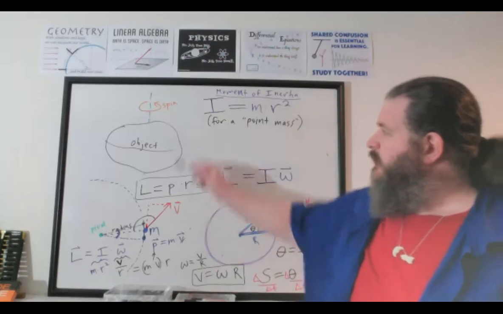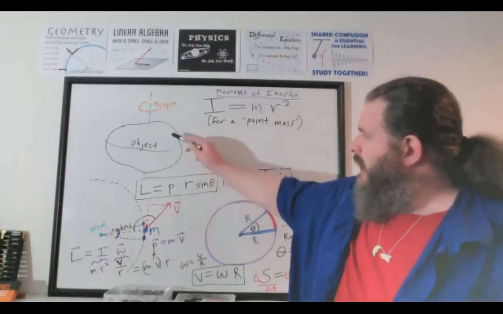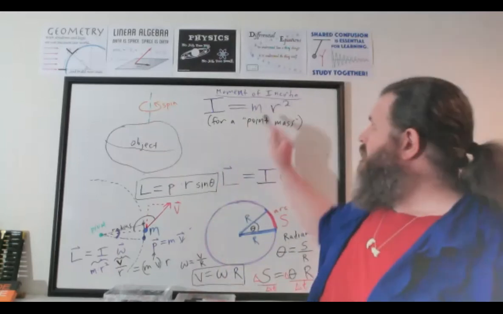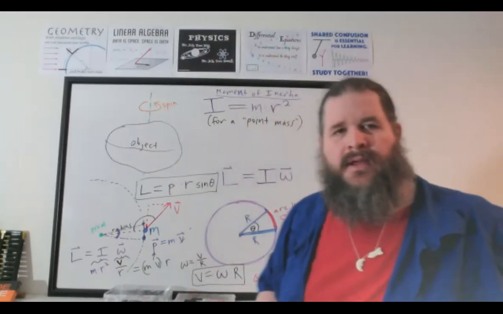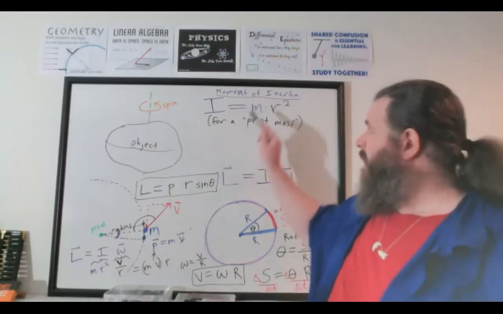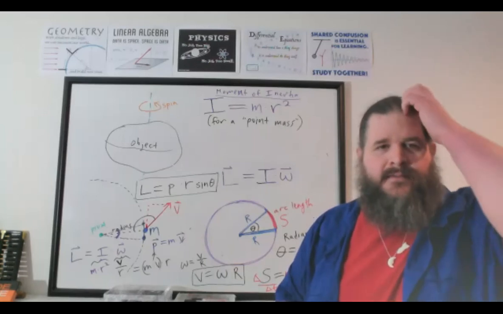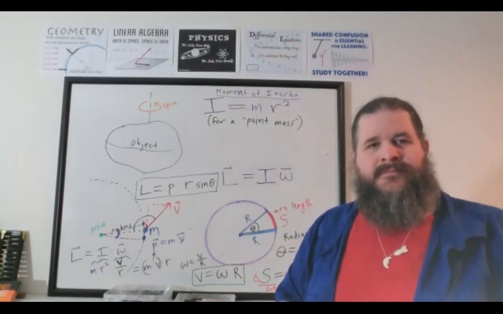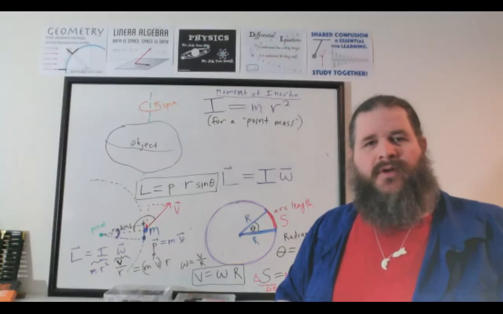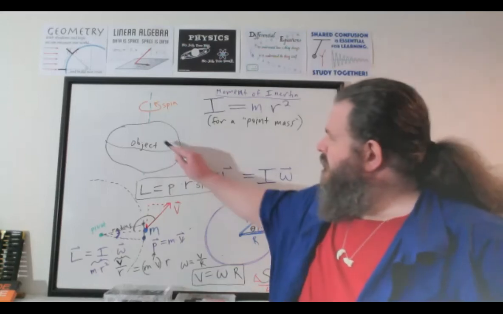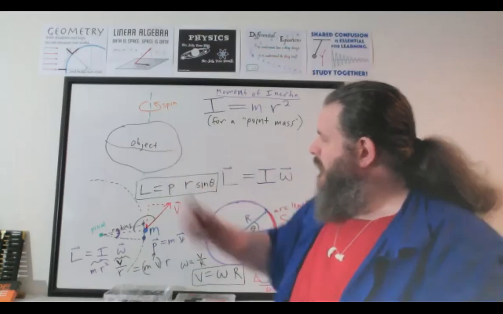However, if you've got something that's more spread out, like let's say this lumpy object that's spinning around some axis, you can't just use mr squared, because what radius would you use? You've got a mass, you could talk about the mass of the whole object, but where is that mass located? Can we choose one radius and say all the mass is at this distance from the pivot point? No. Not really, because some of the mass is really close to the pivot point.